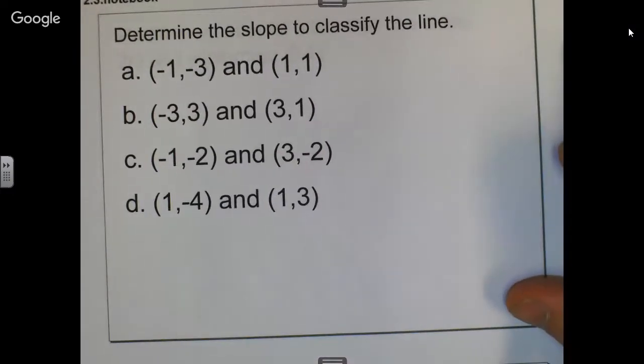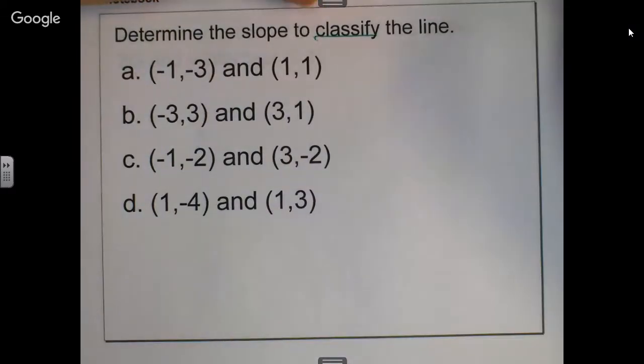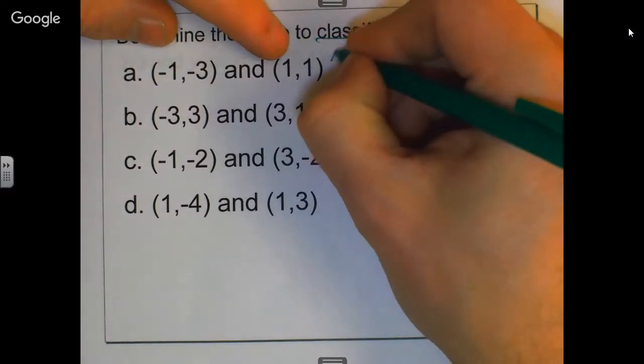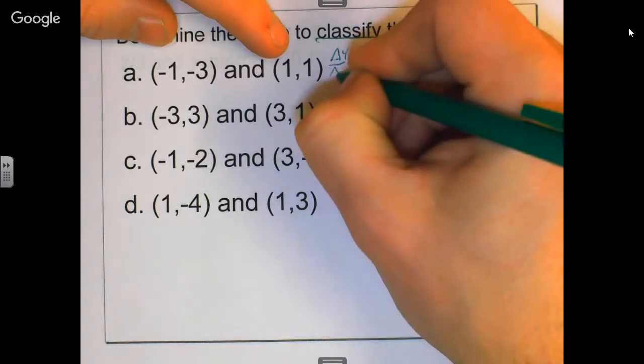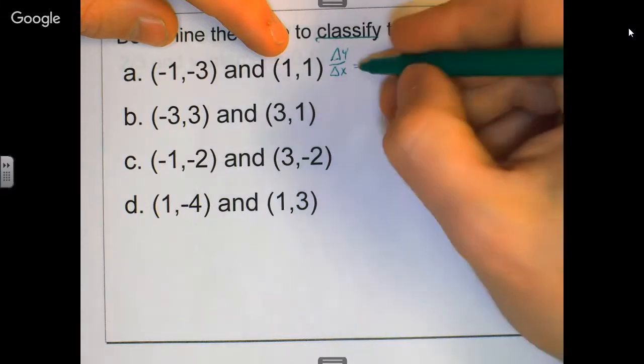Determine the slope to classify the line. When I say classify, I mean, is it rising, falling, horizontal, vertical? What kind of line is it? To find slope, we'll say change of y over change of x. It's a good habit to get into writing that every single time.